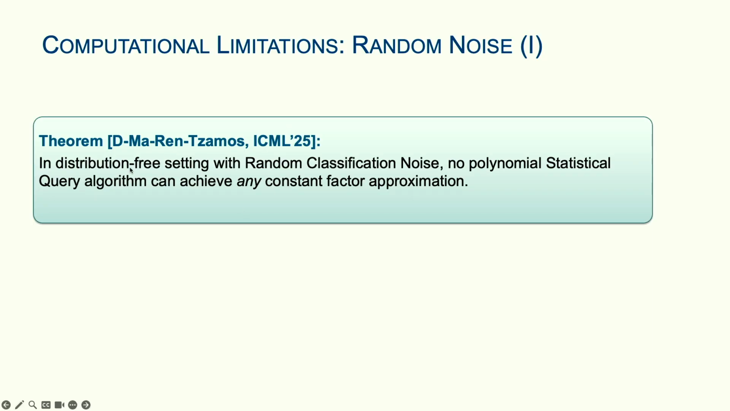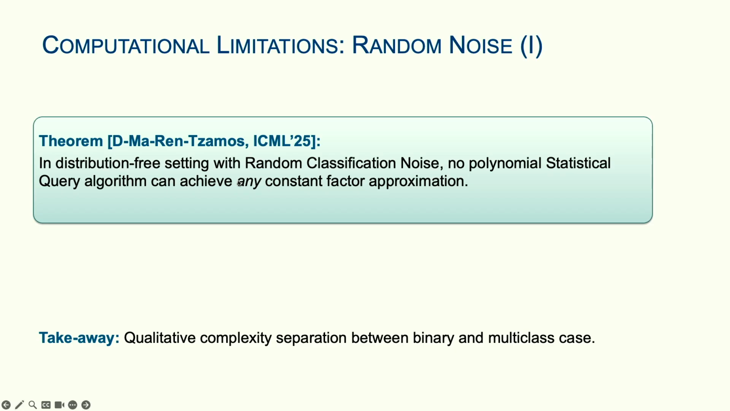Just pointing out that in the distribution-free setting, for 2 labels and random noise, the problem is solvable in polynomial time by previous results. But if you have 3 labels, this is not possible. You cannot solve the problem in polynomial time in the distribution-free setting for 3 or more labels. There is a qualitative complexity separation between the binary case and the ternary case. I'm not going to go into the proof of this, of course, but the point is that there is something different between 2 labels and 3 labels.